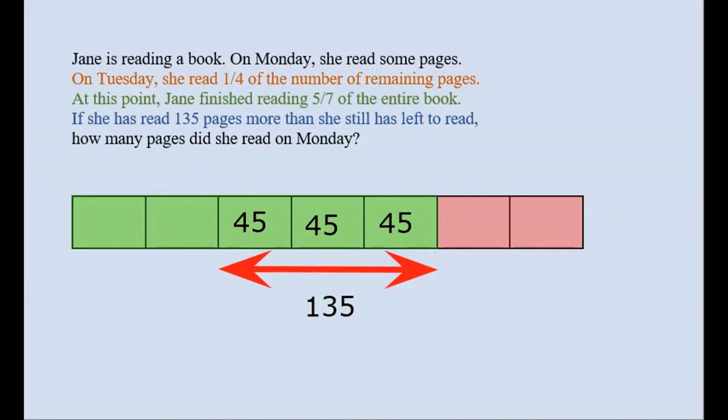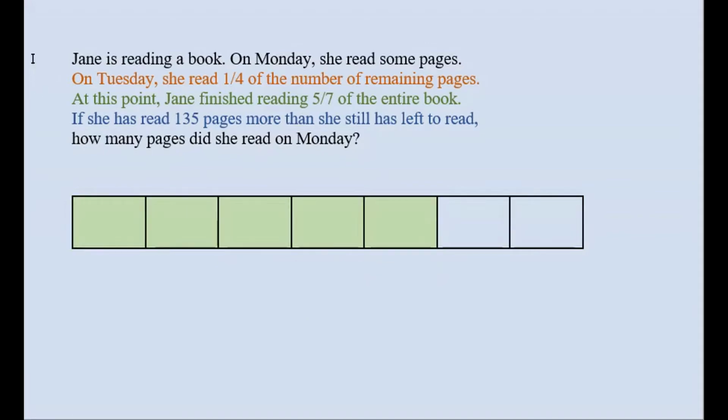Now I'm going to handle the red sentence, which is the hardest. I'm going to erase everything that I have written on top of my slide, so I'll go back to the bare basic picture. I'm going to focus on this red sentence right here. You really have to read it a couple of times. On Monday, she read a few pages. We don't know how many pages. On Tuesday, she read a quarter of the number of remaining pages.